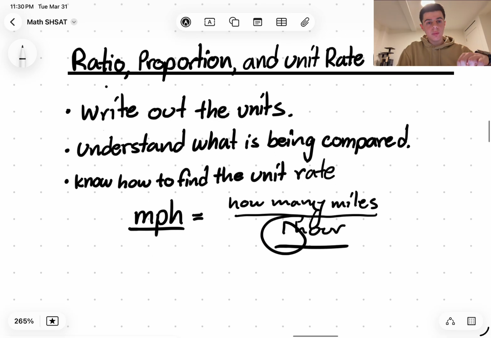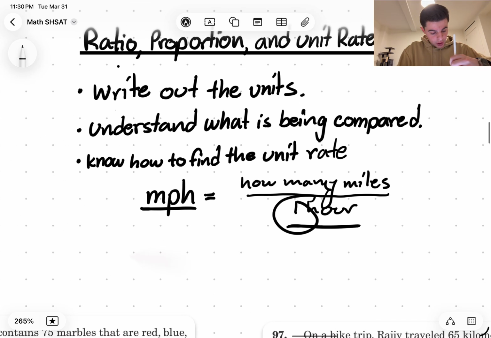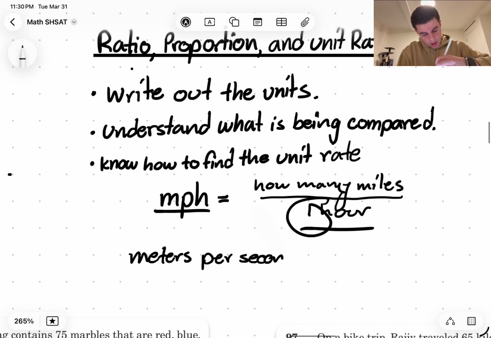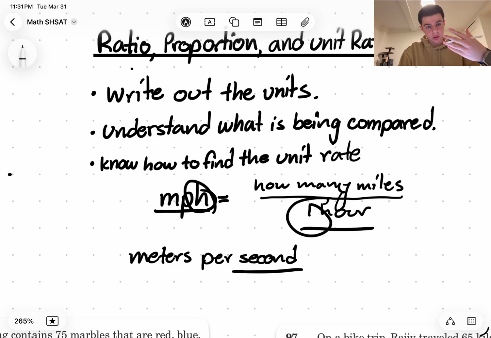Another example would be like meters per second, right? Meters per second. That basically means how many meters can you go in 1 second, right? So this second part of the proportion is always going to be 1. That is a unit rate.